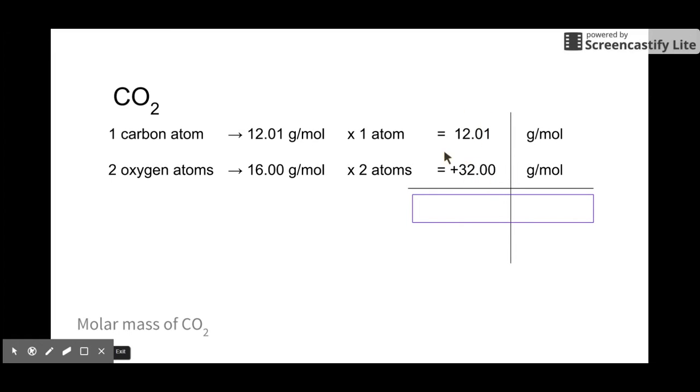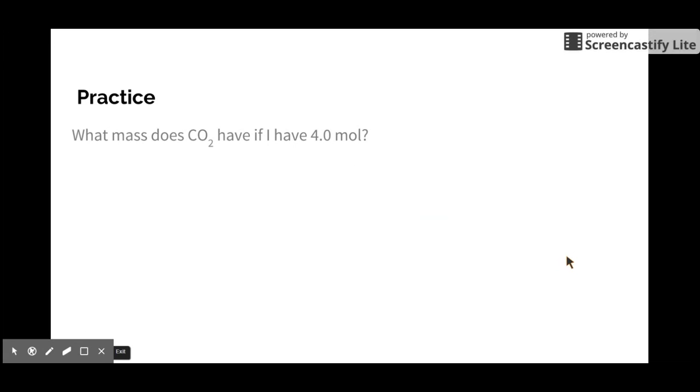The last thing I need to do is just add those 2 numbers together, and I'm going to get the molar mass of my entire compound. So here's the molar mass of carbon dioxide. Now, why is this important? Well, this is going to be important for us to do calculations with carbon dioxide, such as this practice here.